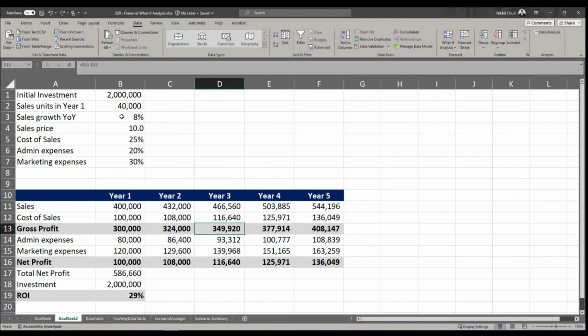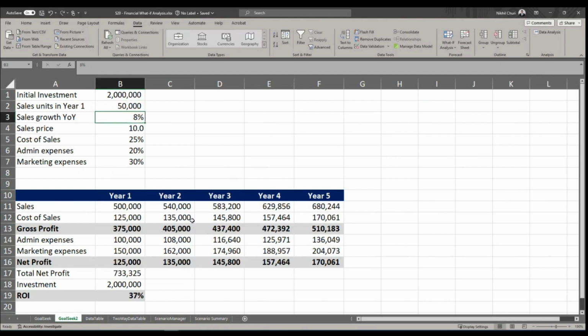If I change one number anywhere over here, say if I change this to 50,000, you can see all the numbers in the table will change because all these are based on calculations. These are interconnected. So I'm just playing around, putting 50,000 as the sales units and changing it.